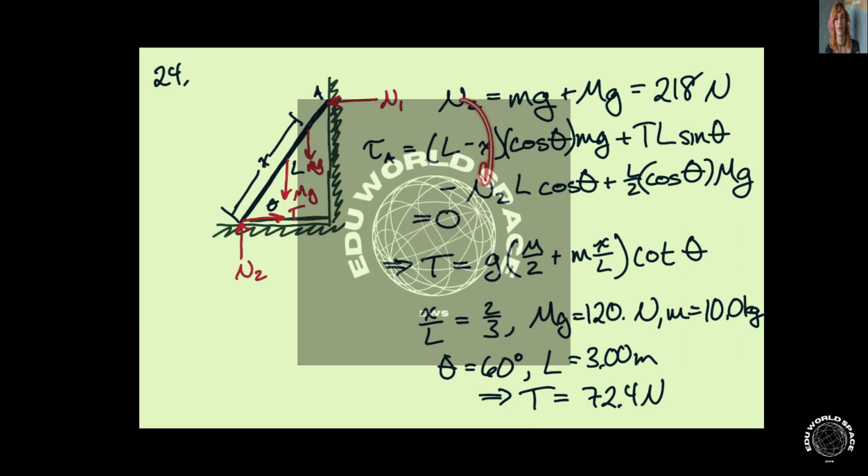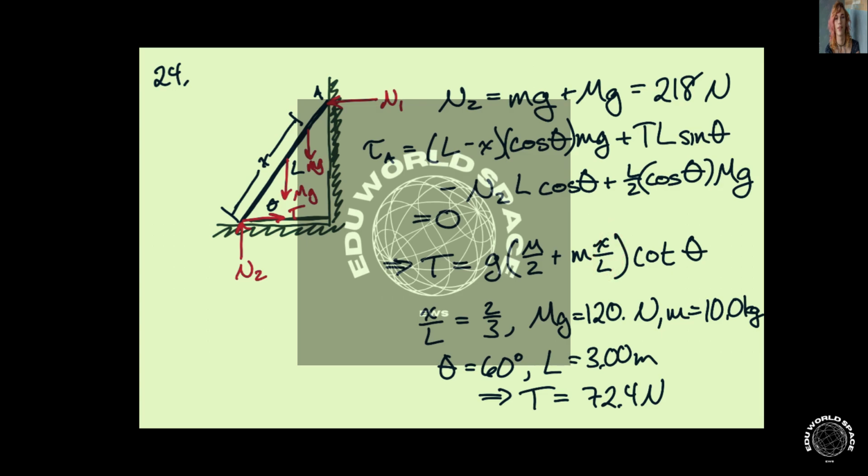If we substitute this into here and rearrange and do some simplifying, we see that the tension in the cable is proportional to g times (M over 2 plus m x over L) times the cotangent of the angle theta. So big Mg here is the weight of the ladder, which is 120 newtons. Now we can see here too that we don't really need to know the absolute length of the ladder or the absolute position of the monkey. We just need to know their ratio.